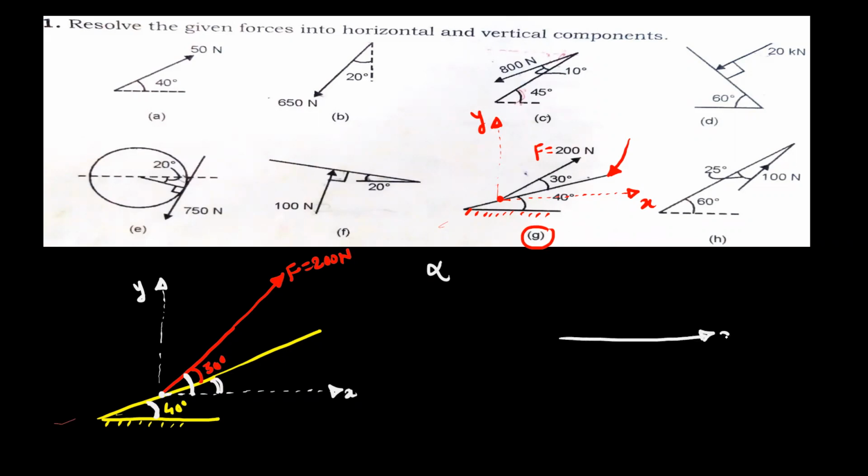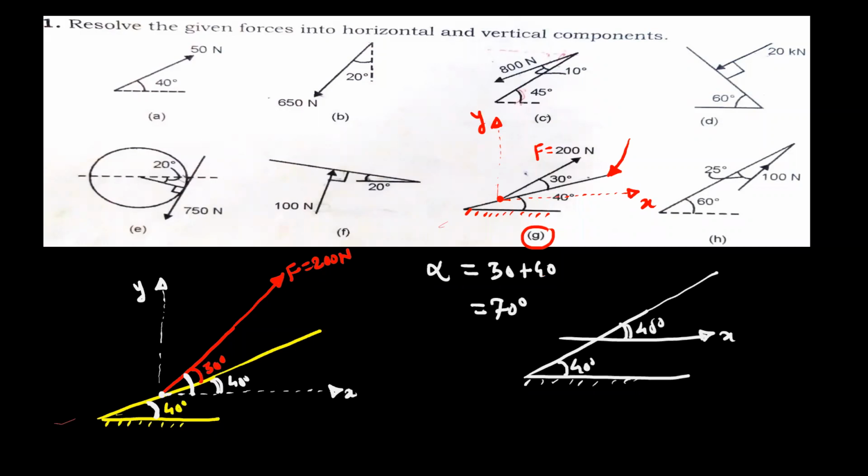So this is our x-axis. And this is the horizontal surface or the ground. And this is the line for the inclined plane. And this angle is 40 degree. So this angle will be same. It is 40 degree. So this is 40 degree. So total angle alpha is equal to 30 degree plus 40 degree. So it is 70 degree. So this total angle.